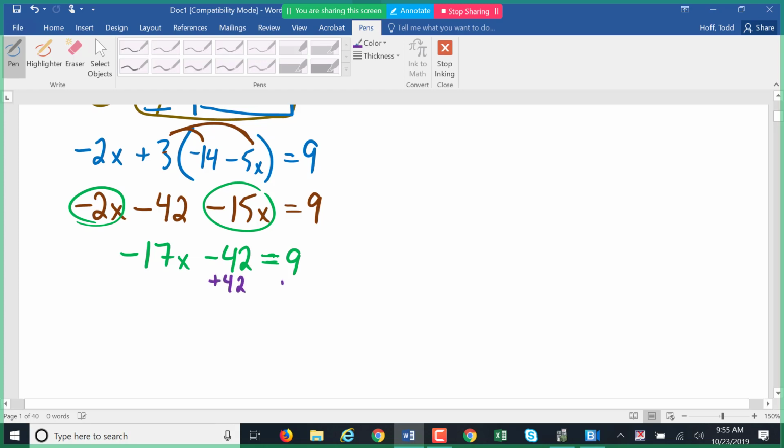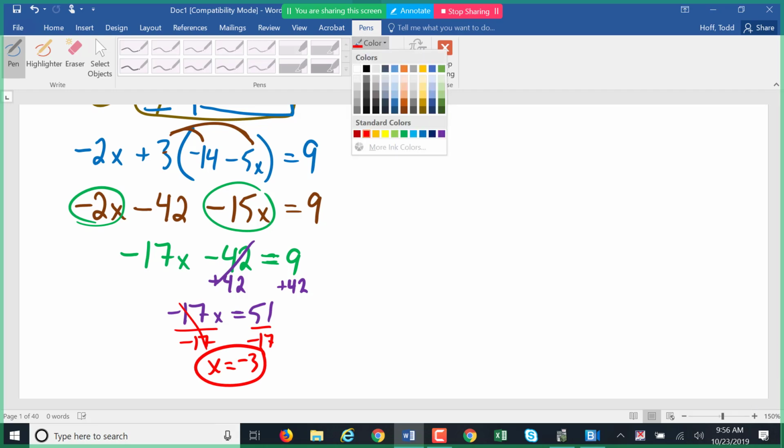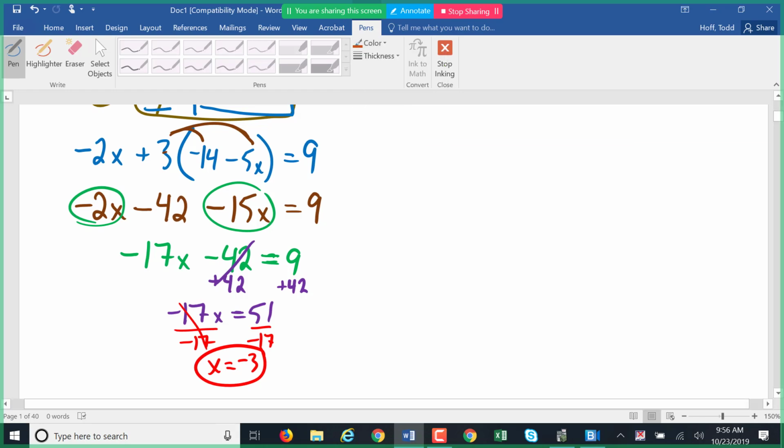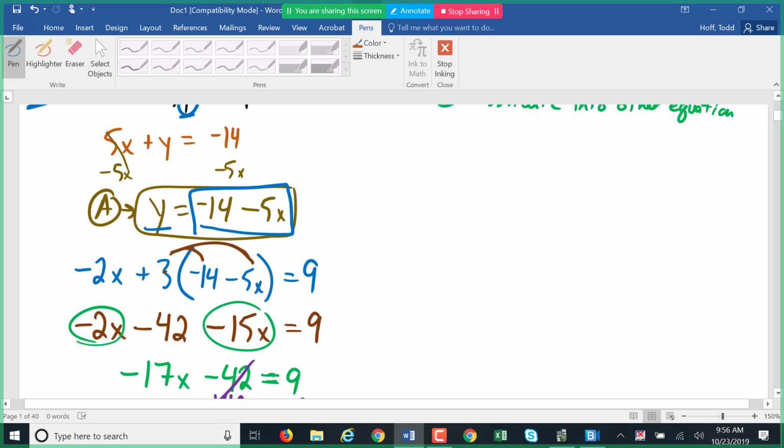We're going to add 42 to both sides. So negative 17x equals 9 plus 42 is 51. Then we'll divide by negative 17 to get x by itself. X equals negative 3. Now again, we're only halfway to the answer. X equals negative 3, we still need to know y.